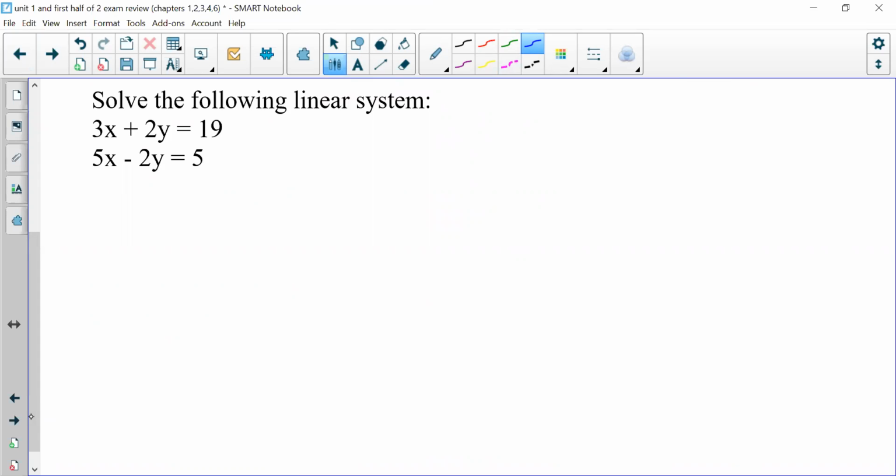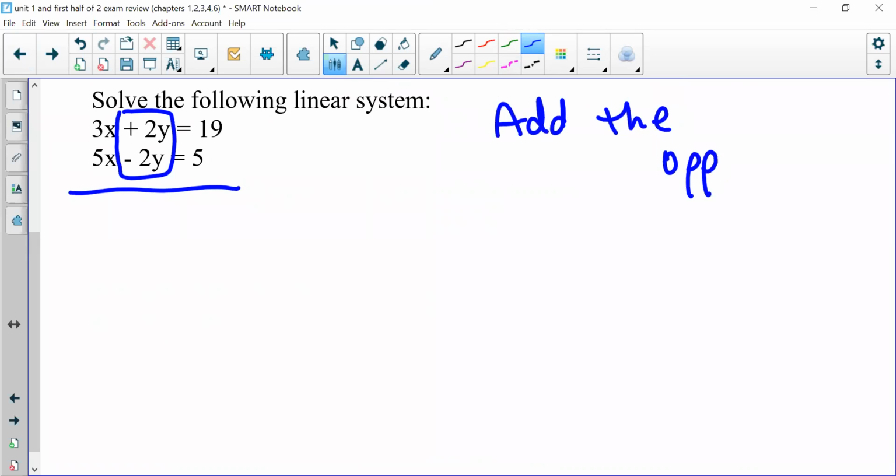2y and -2y cancel each other out if you subtract them. Fantastic, Kira. So Kira was focusing on this variable here. They have the same coefficient, and you want them to have opposite signs. You want to add the opposite. That was kind of our mental note. So add the opposite, meaning opposite signs. A plus and a minus will cancel.